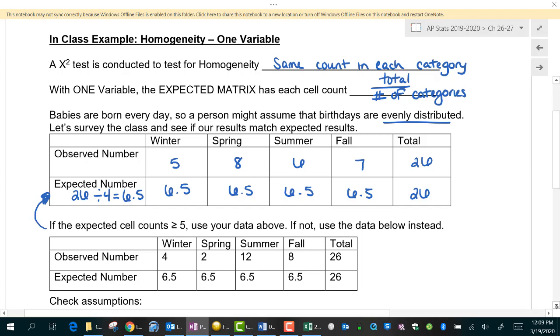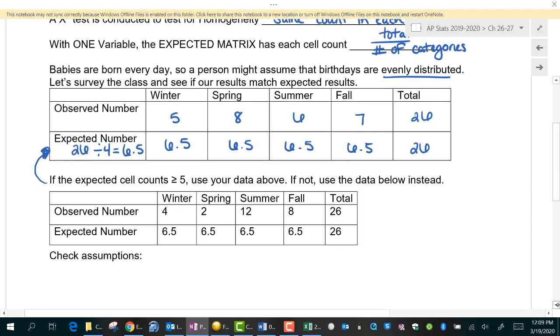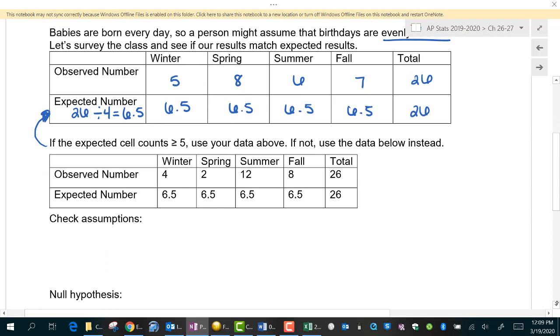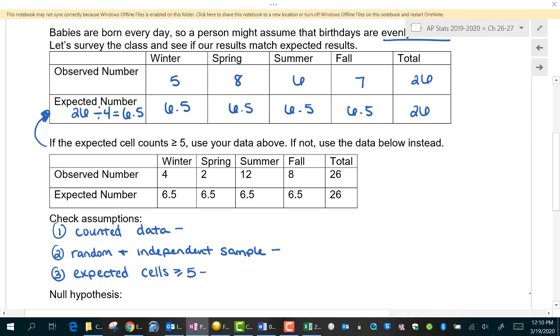So the next part here is my actual assumptions or conditions. I'm going to go ahead and pause the video for just a minute and write out my conditions, and then we'll talk about those. Okay, so we have 3 conditions for our chi-square test. The first one is counted data. In this case, we are counting the number of students born in each season, so I would just put number of students. The second condition was random and independent sample. So we can suppose that students were selected randomly, and additionally, I would assume that birthdays are independent of each other.